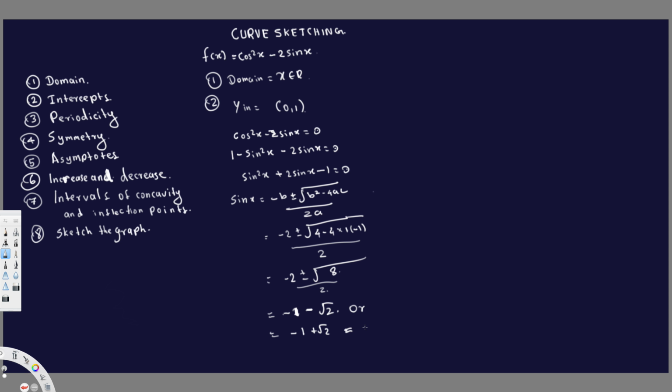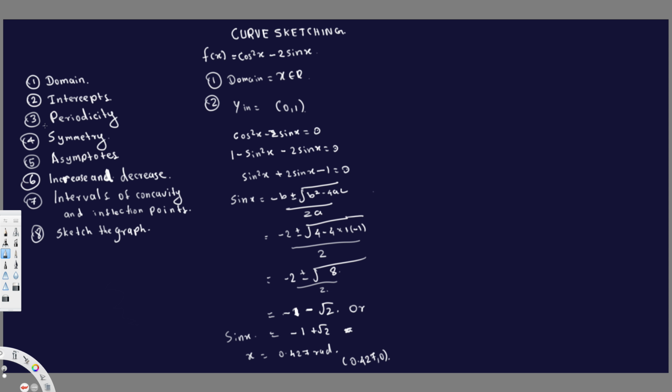So sine x is equal to this value. If we solve for x, x comes out to be 0.427 radians, and that's the x-intercept. In this value, y is equal to 0. That's what we did here. So it's going to be (0.427, 0).